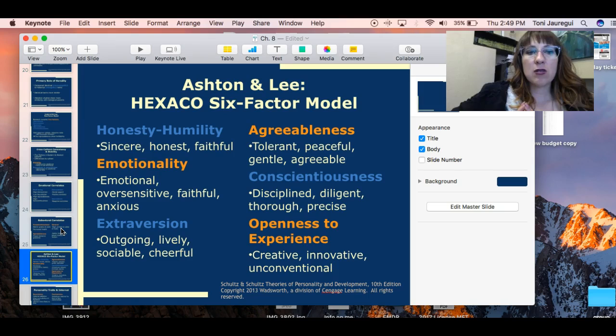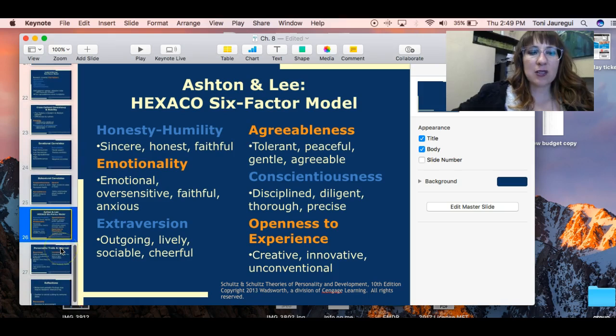Ashton and Lee have the HEXACO six-factor model. Honesty-humility: sincere, honest, and faithful. Emotionality: emotional, oversensitive, anxious. Extroversion: outgoing, lively, sociable, cheerful. Agreeableness: tolerant, peaceful, gentle, agreeable. Conscientiousness: disciplined, diligent, thorough, and precise. Openness to experience: creative, innovative, and unconventional. So that's their six-factor model.